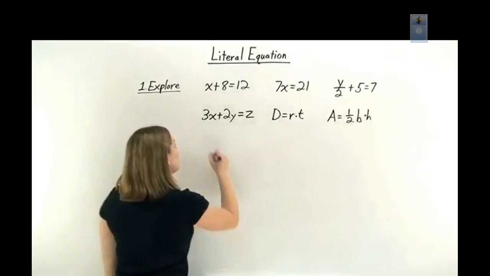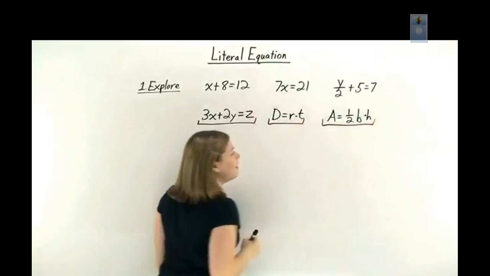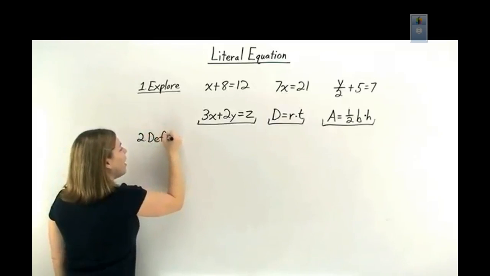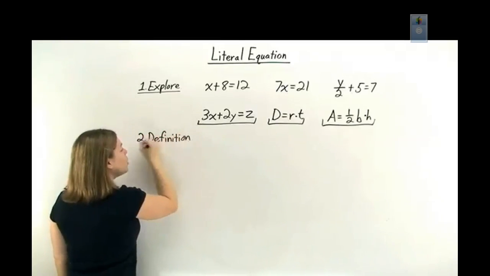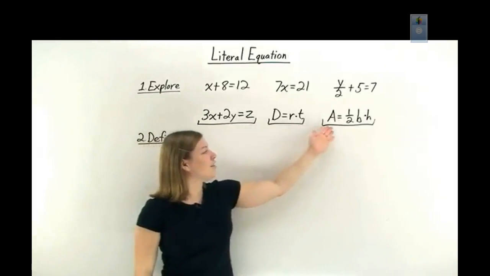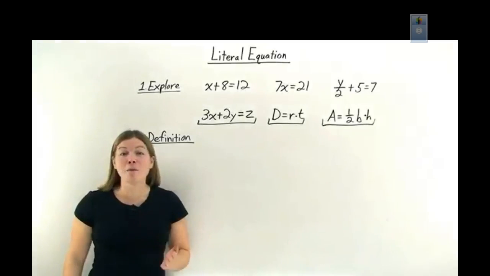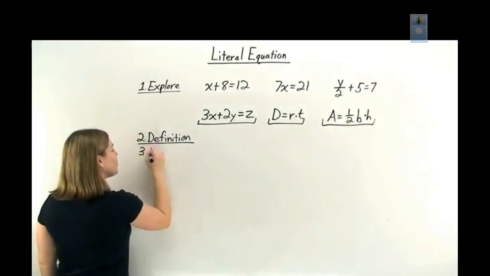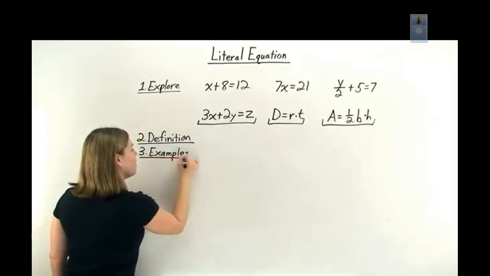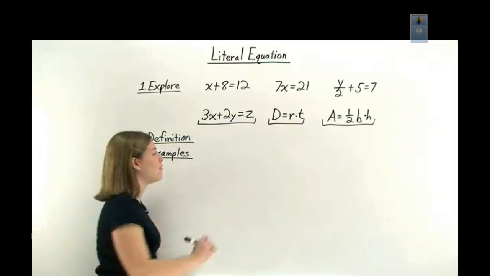Now, each of these equations that has more than one variable gets a special name. These equations are called literal equations. A literal equation is an equation that has more than one variable. So, each of these equations that has more than one variable is called a literal equation. Now, to help us gain a little better understanding of these literal equations, let's go ahead and take a look at some more examples. The most common type of literal equation is a formula. So let's look at some of those.